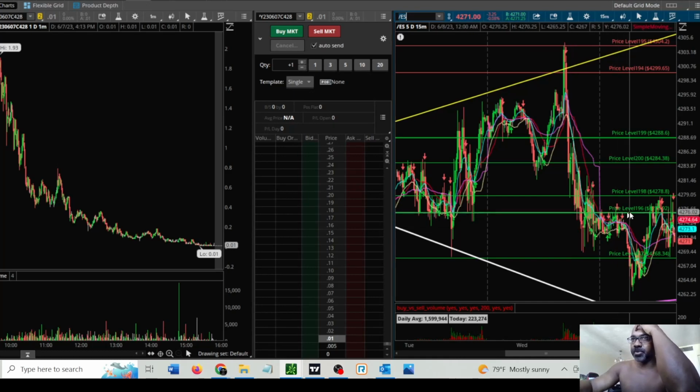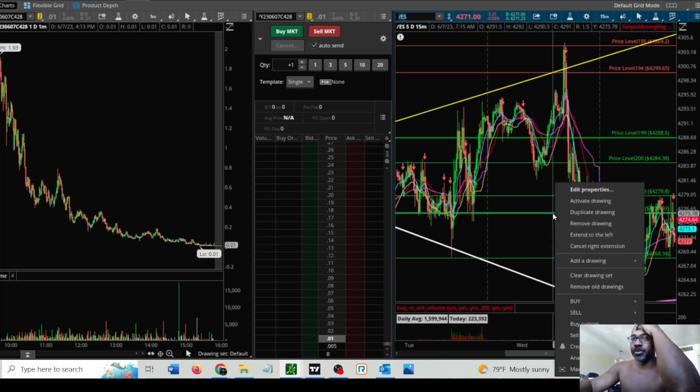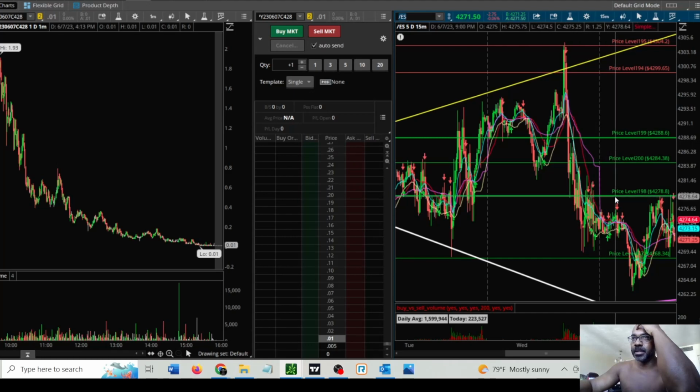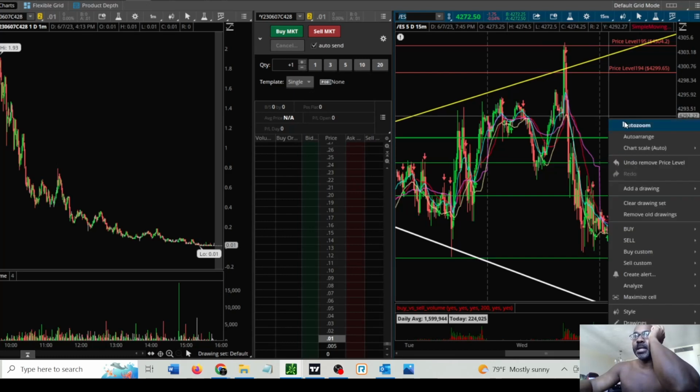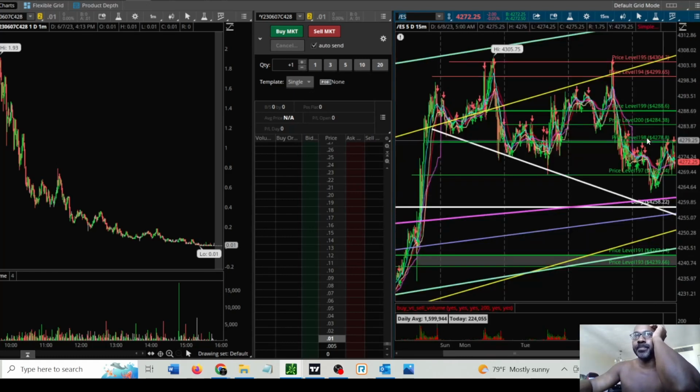And now I'm just gonna remove some levels here. This is 4275. Remove the 4278. It looks like we bounced here and rejected here, and we're rejecting now at 4278. So I might keep that. 4284. Rejection, rejection, rejection, support, support. I'll keep that. And this is Adam Mancini's 4288, but again, I don't see why that's significant.